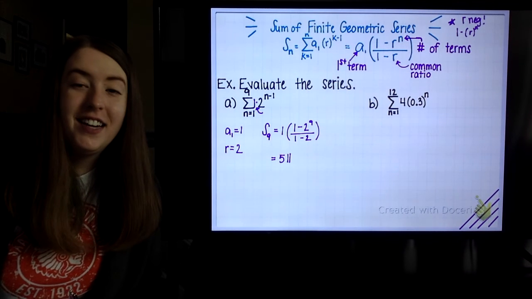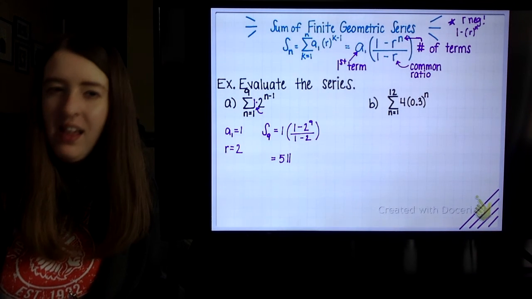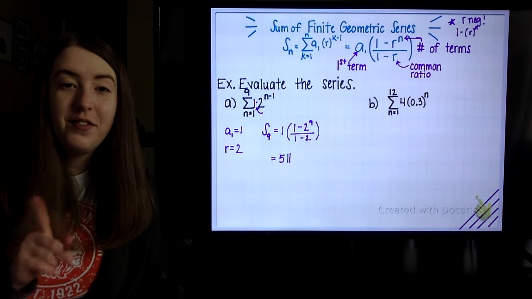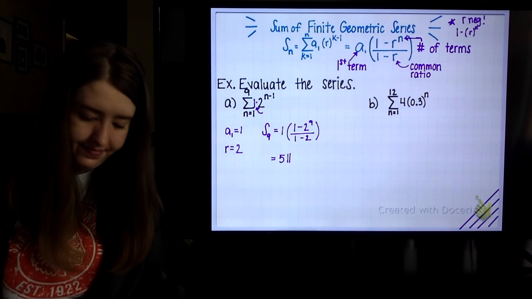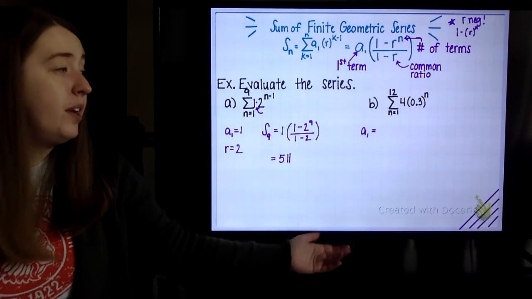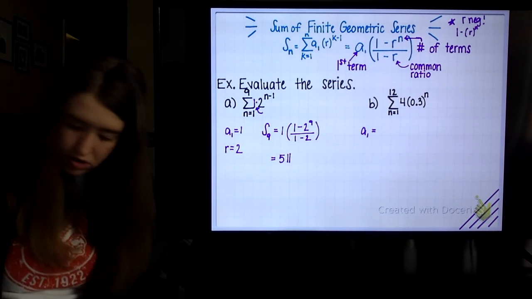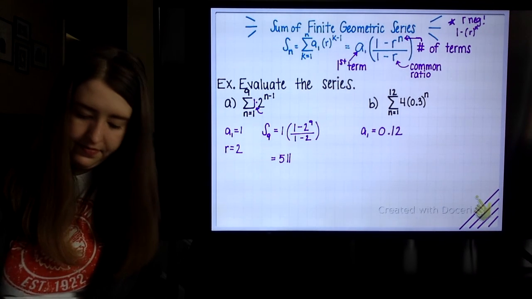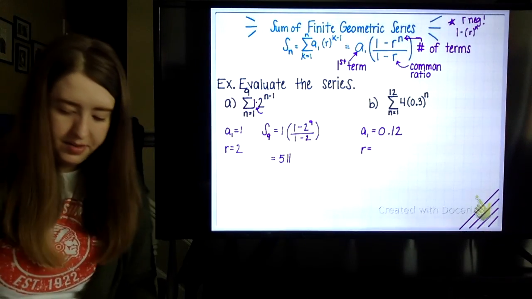All right, over here on this next one, if you notice, the power is not n minus 1. So we have to figure out what our first term is. We need to plug in 1 for n. So 0.3 to the first power is 0.3. 4 times 0.3 is 0.12. Our common ratio right here is still the one that has the power on it, so that's 0.3.